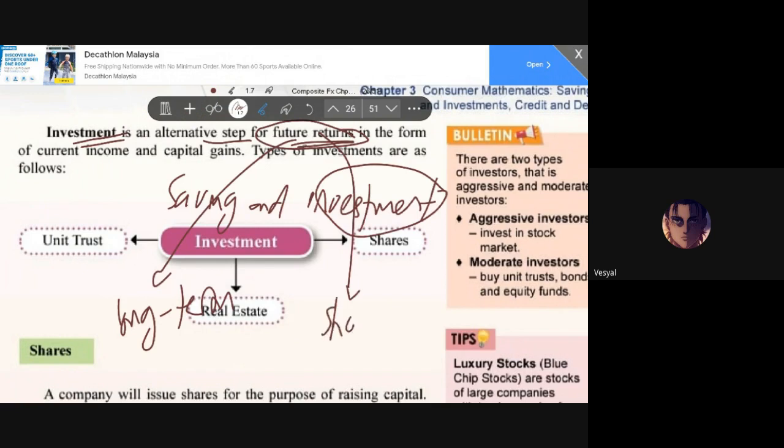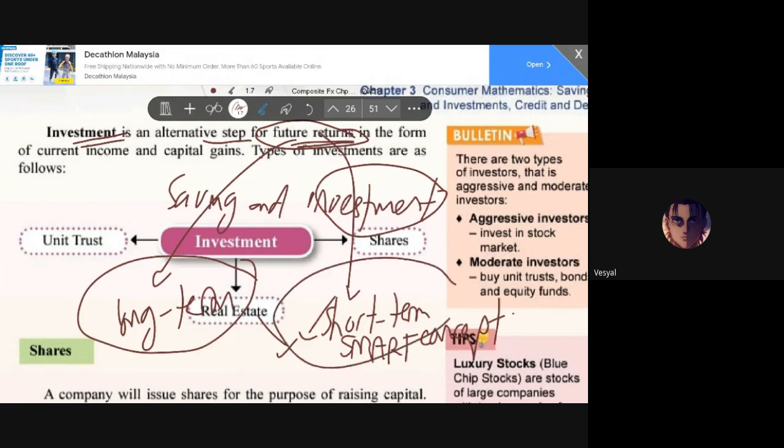If you studied your Form 4 Chapter 10, your modern maths, we talk about, what was it, the SMART concept, I think you can recall. We will talk about long-term financial goals and short-term financial goals. So this investment can be seen from both perspectives also. It depends on what you want. Let's say you want to buy a car. A car might be long-term for you because it's quite a lot of money. You need to save monthly to achieve that goal.